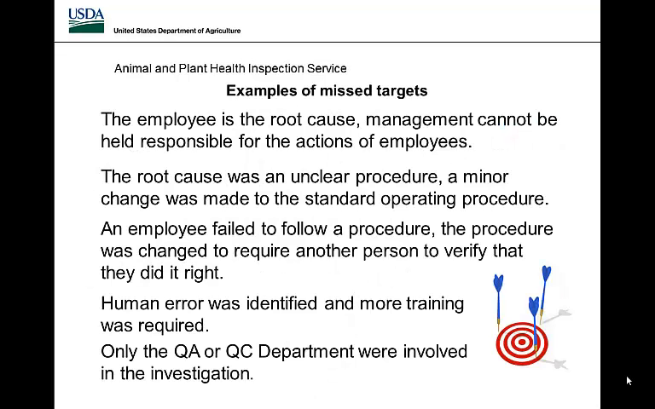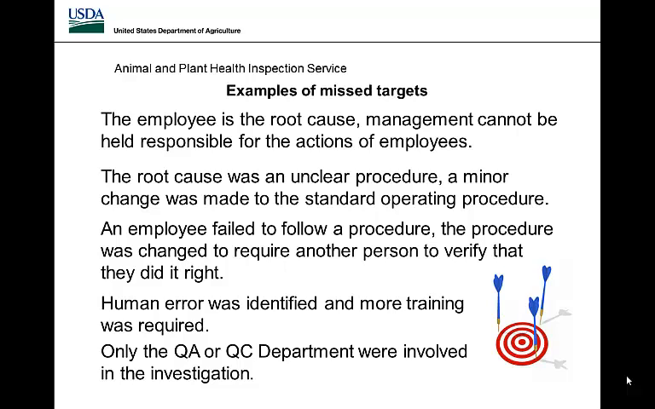Here are examples of five conclusions or actions which have not reached the target. The employee is the root cause. Management cannot be held responsible for the actions of the employees. Employees themselves are rarely the true root cause. There is often some other factor which caused them to do what they did. Further, management is responsible for what happens in the facility.